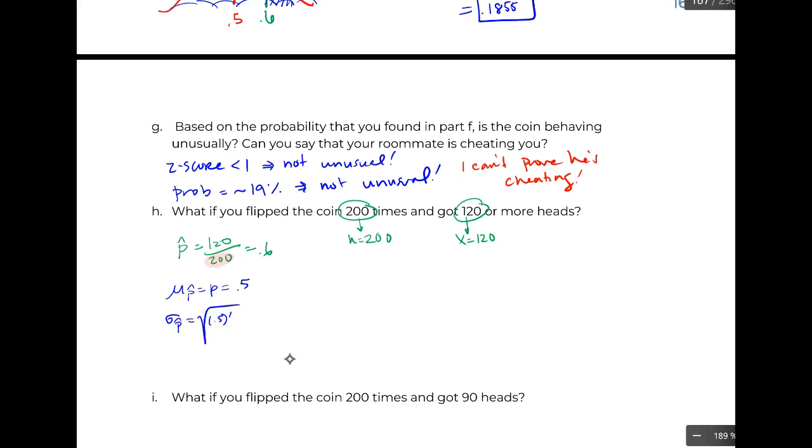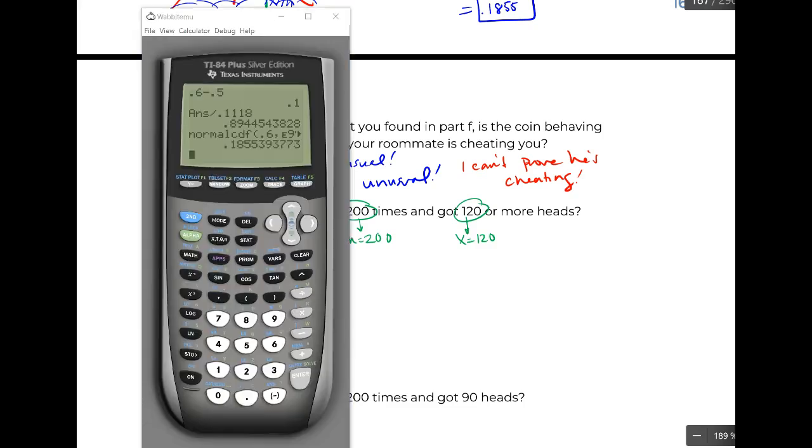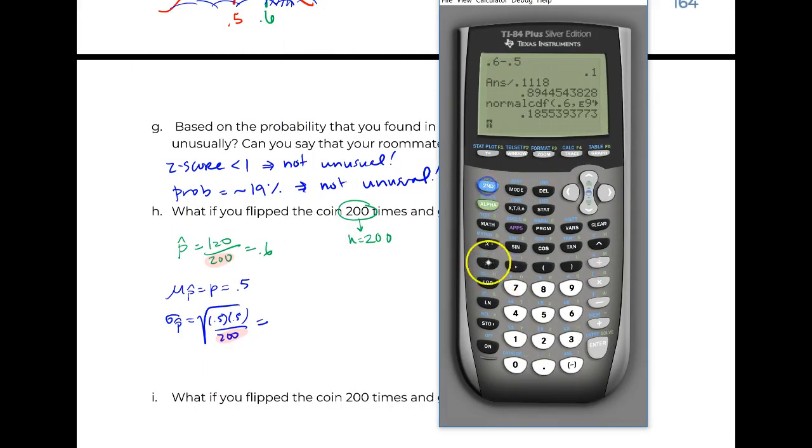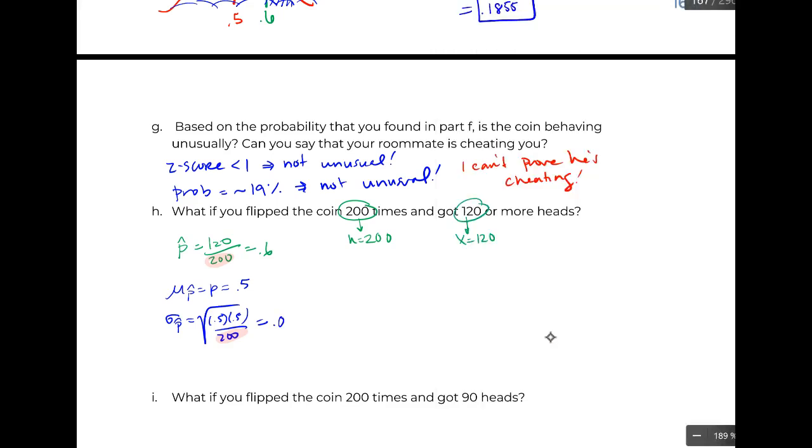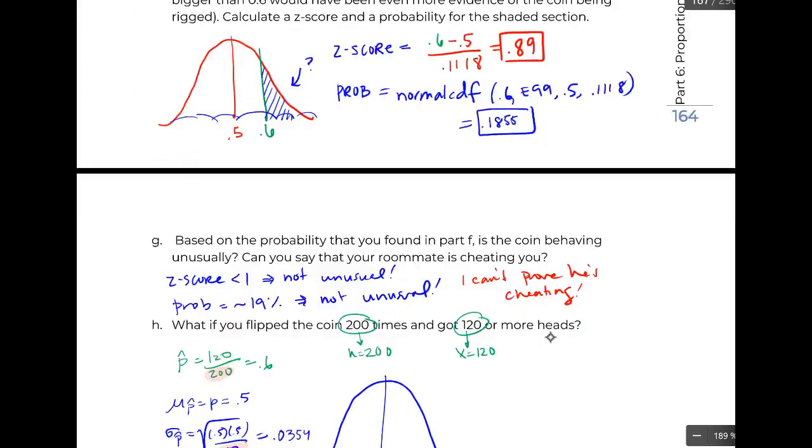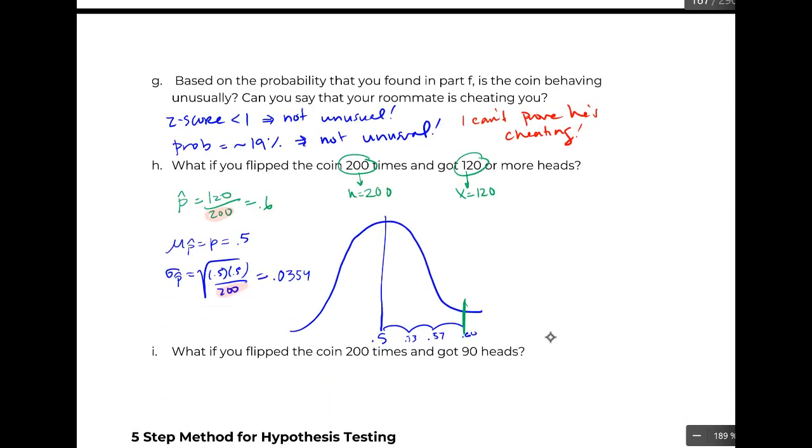But our standard deviation is now divided by 200, and that's going to make a big difference because we're going to see a big drop in that standard deviation. So now we have 0.0354. If I think about what's happening in my distribution, when I go out my bunny hops, I'm at 0.53, 0.57, 0.60. So now my 0.60 is actually really unusual in terms of bunny hops.